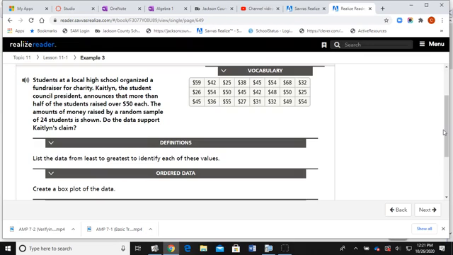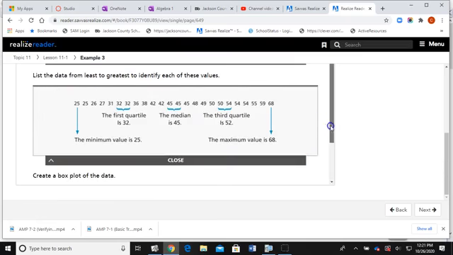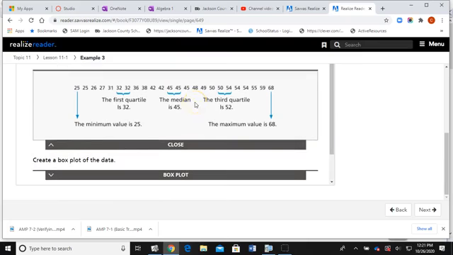So, list the data from least to greatest. It says create a box plot of the data, so that's what this looks like. We write them in order. Halfway is the median. If there's an even number of numbers, what do you have to do to the two numbers in the middle? Add them up, divide by 2. Same thing for the third quartile, same thing for the first quartile. So 45 is our halfway, 52 is our third quartile, 32 is our first quartile.